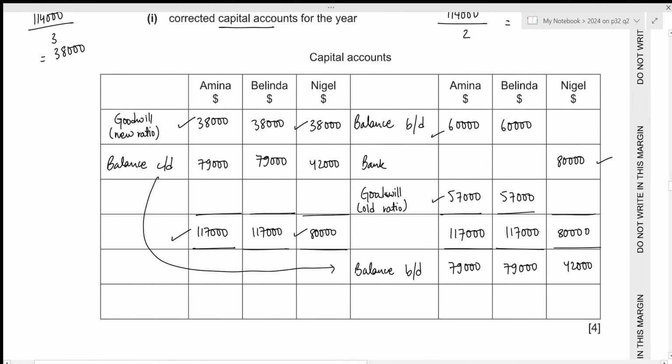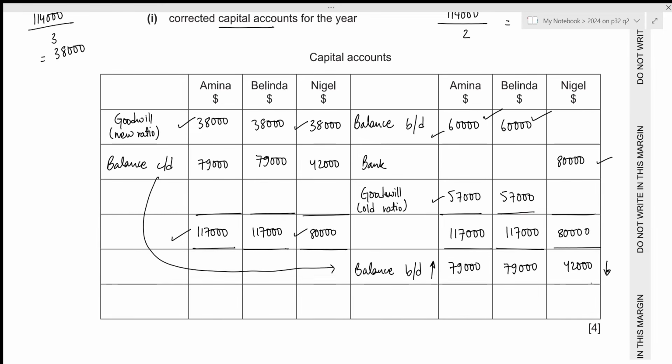In this case, we can clearly see that for Amina and Belinda, the capital balances have increased, whereas for Nigel, the capital balance has decreased. This is due to the adjustment of goodwill. Since Nigel is now buying in the profit of an already established partnership business, he is paying for the effort that Amina and Belinda put into establishing that partnership as a successful business, so that he can reap the benefits of the goodwill that already exists of the business.